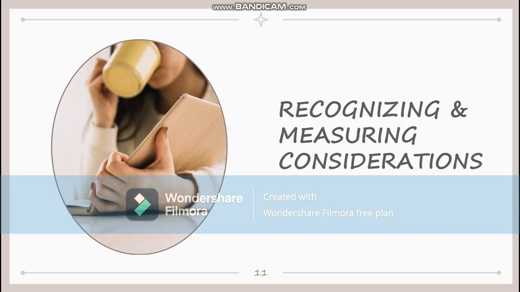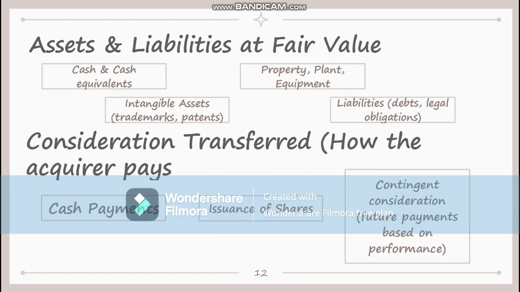So now let us quickly go through recognizing and measuring considerations. So the assets and liabilities that will be recorded at fair value are cash and cash equivalents, intangible assets such as trademarks and patents, property, plant, and equipment, and lastly liabilities such as debts and legal obligations.